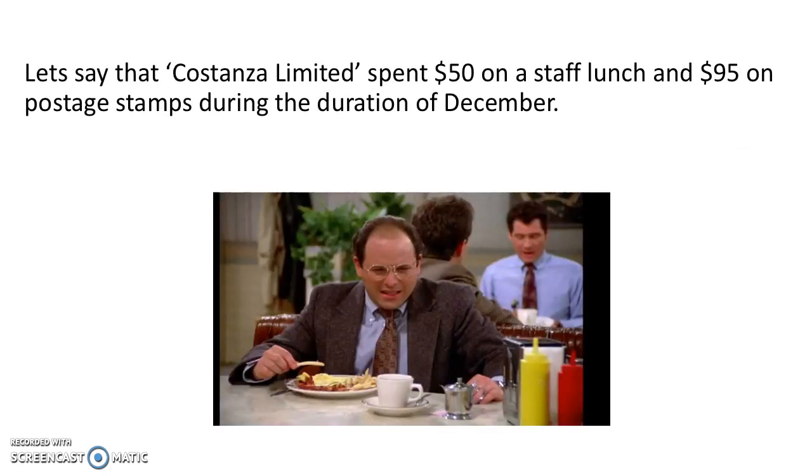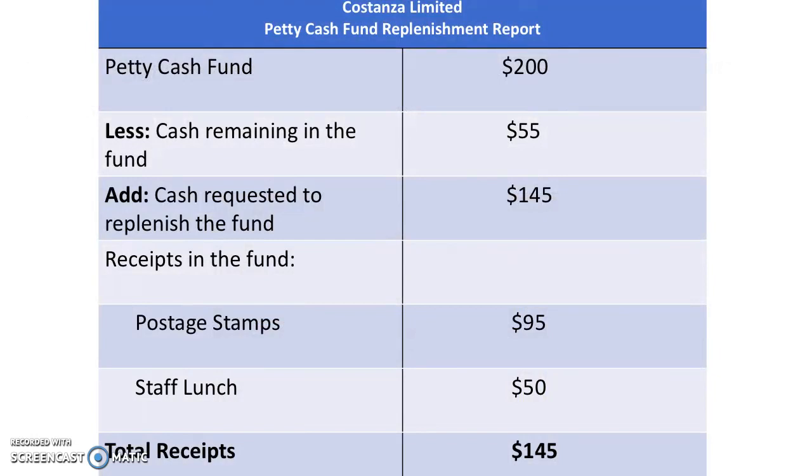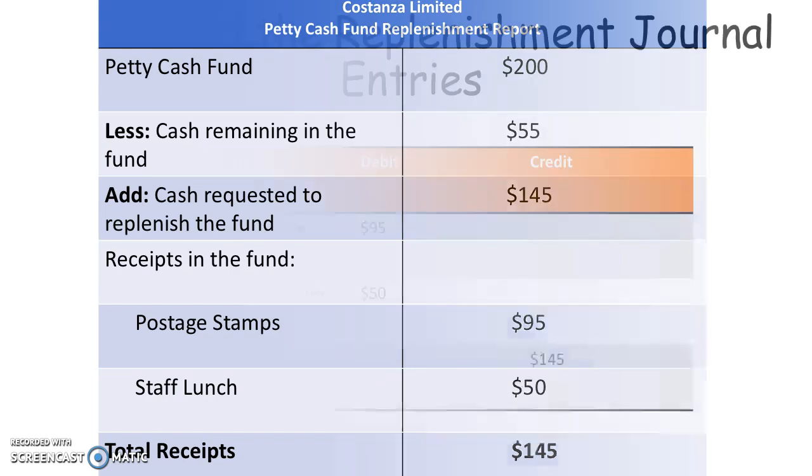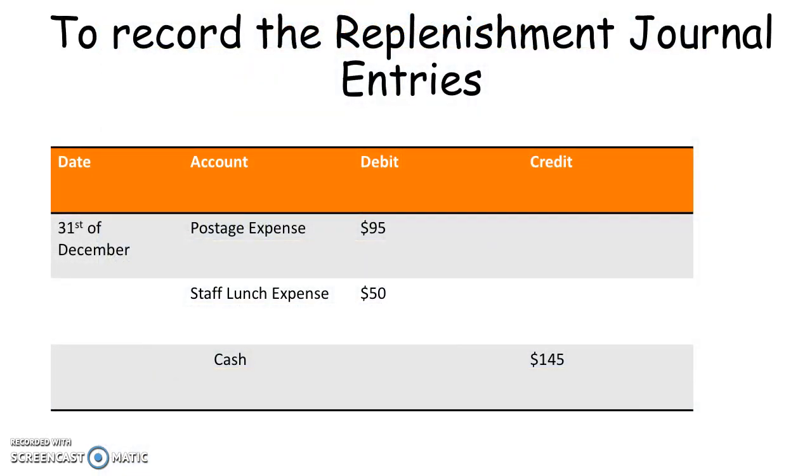So let's say that Costanza Limited spent $50 on a staff lunch and $95 on postage stamps during the duration of December. To record this, you need to make a petty cash fund replenishment report. You less the cash remaining in the fund from the original petty cash fund amount and add cash requested to replenish the fund. The receipts in the fund are the expenses that we will use to record in the following journal entries. As you can see, the postage expenses and staff expenses are debited and cash is credited, not petty cash.